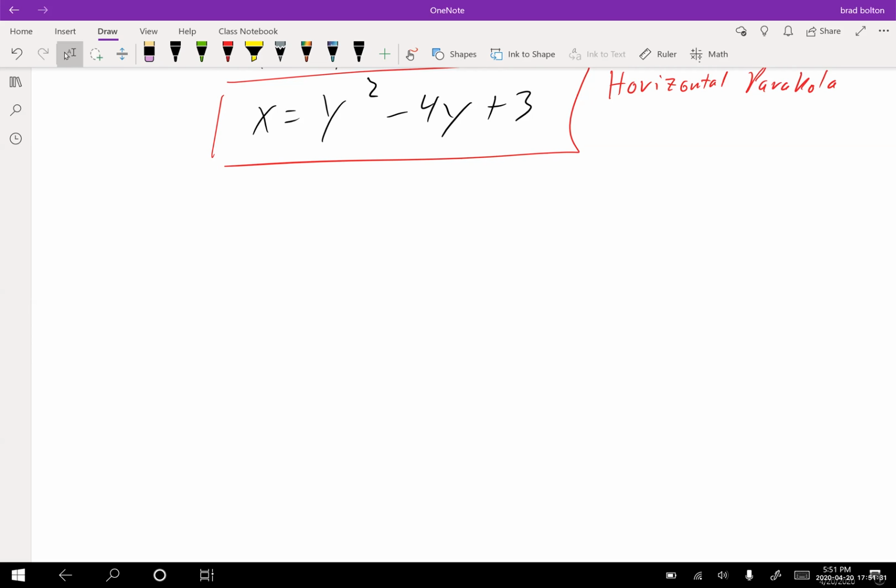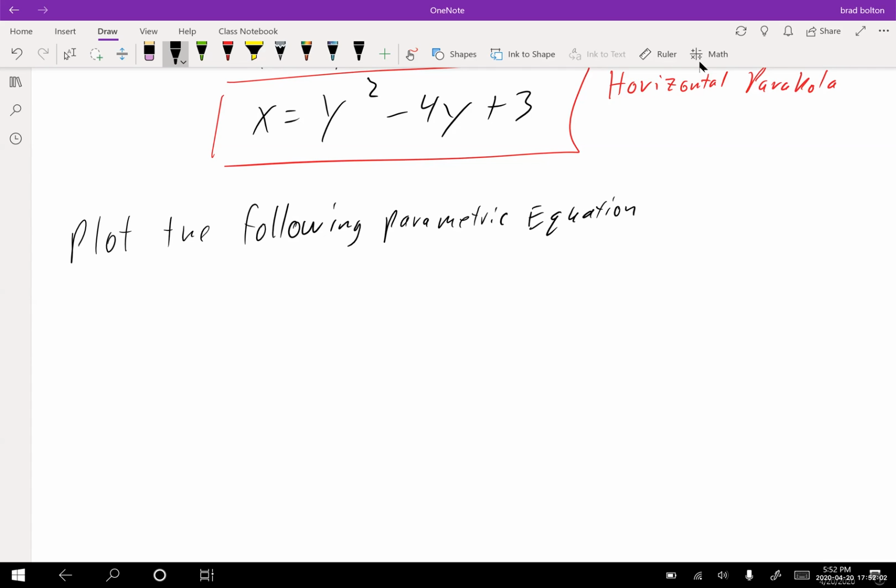Okay, I think that's enough for graphing. Sometimes we might want to do the same with plotting, but there's a portion of it where we have to clean things up a little bit. So it says plot the following parametric equation for 0 is less than or equal to theta is less than or equal to 2 pi.